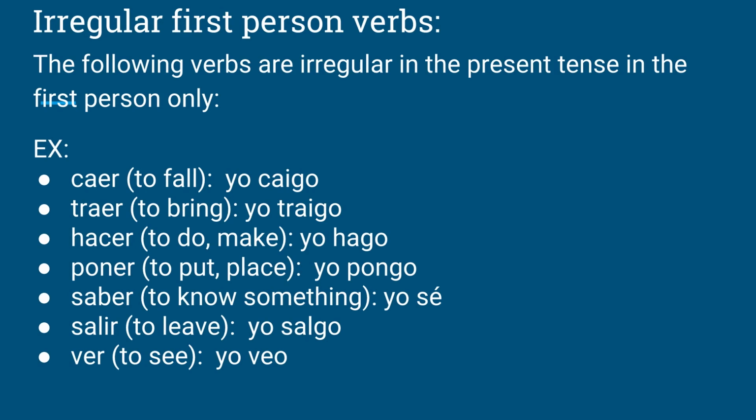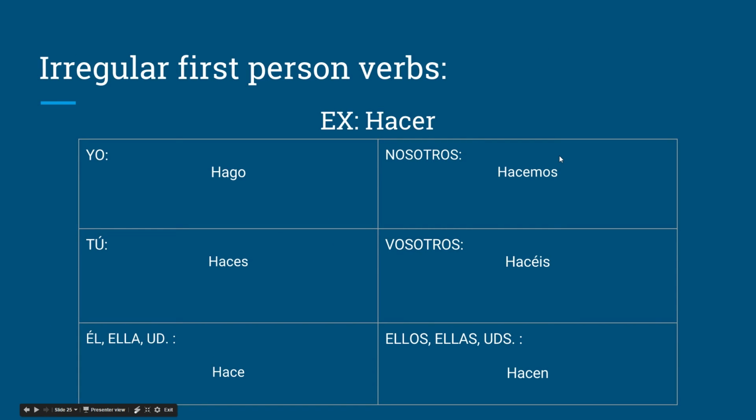Now we have irregular first-person verbs. The following verbs are irregular in the present tense in the first person only. You see caer, caigo; traer, traigo. Here's an example of an irregular first-person verb, hacer. Yo hago. As you can see, all the rest would be the same as a regular ER verb, except for the yo form.